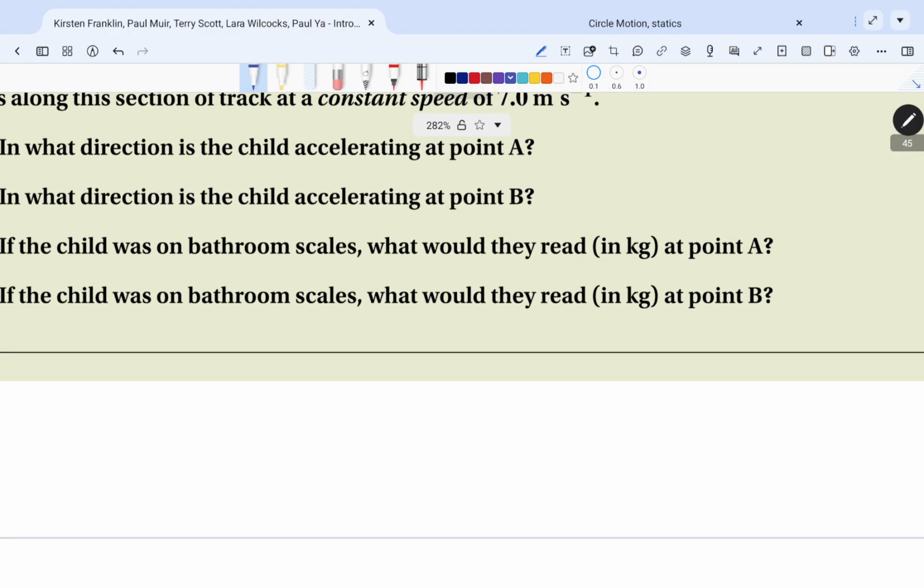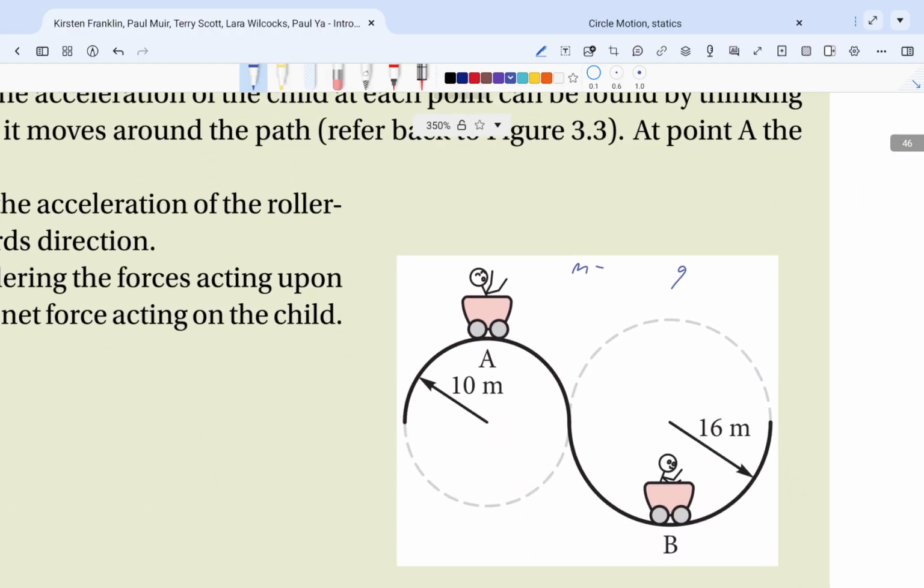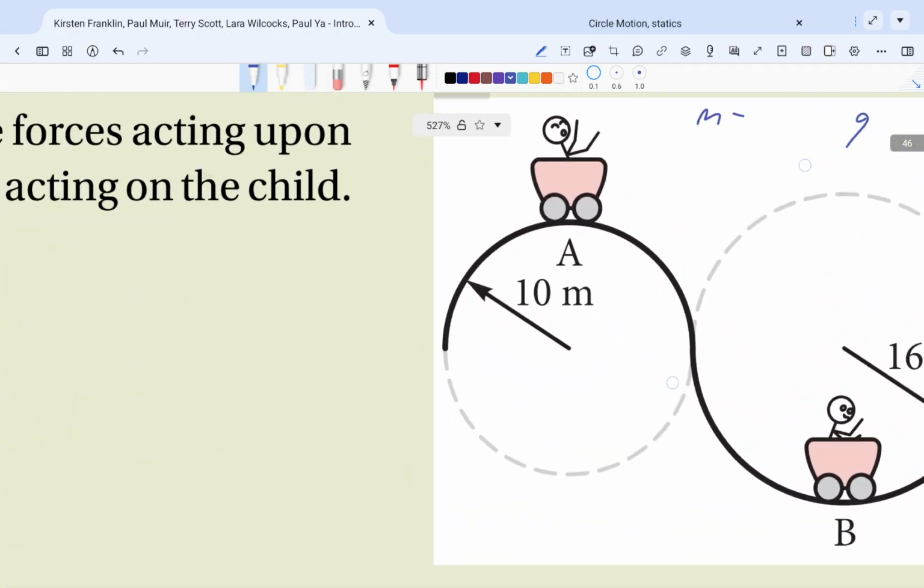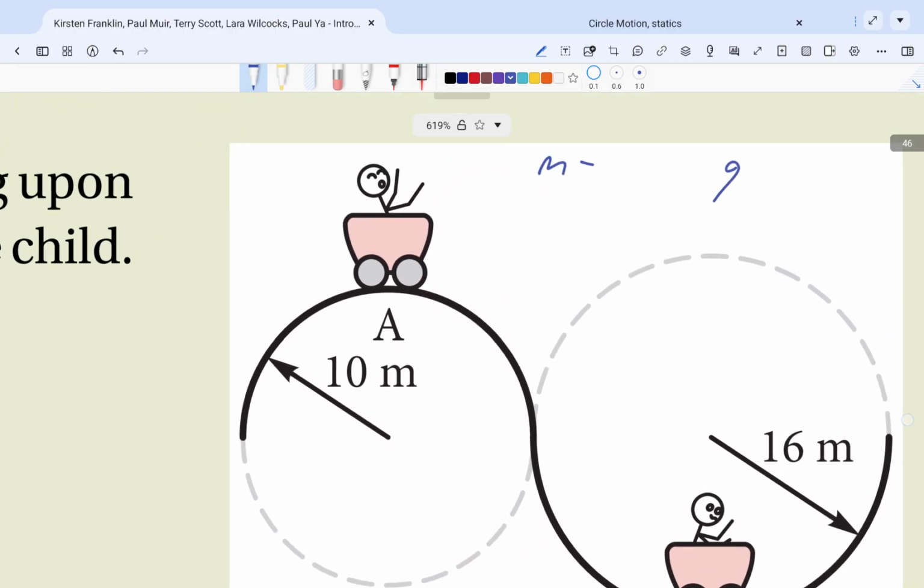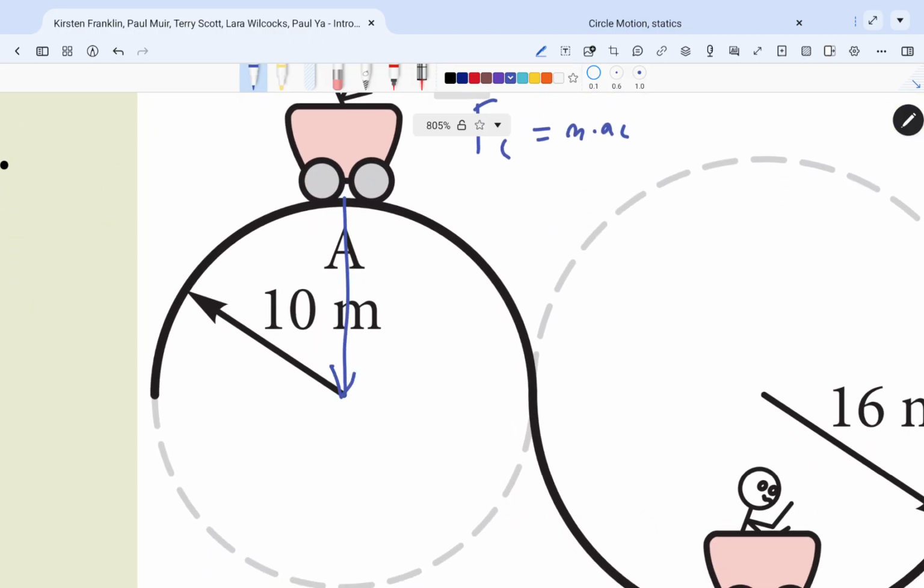If the child was on bathroom scales, what would they read in kilograms at point A? Okay. If the child was on bathroom scales, what force is that? When you go on the scales, what's that called? It's called your weight. And what's your weight? Your weight equals mass times gravity. But what forces are acting on this kid? There's 2 forces, right? There's the force of weight, and there's also one more force, the centripetal force. Fc equals m times AC, right? The force that's causing him to go towards the center of the circle.